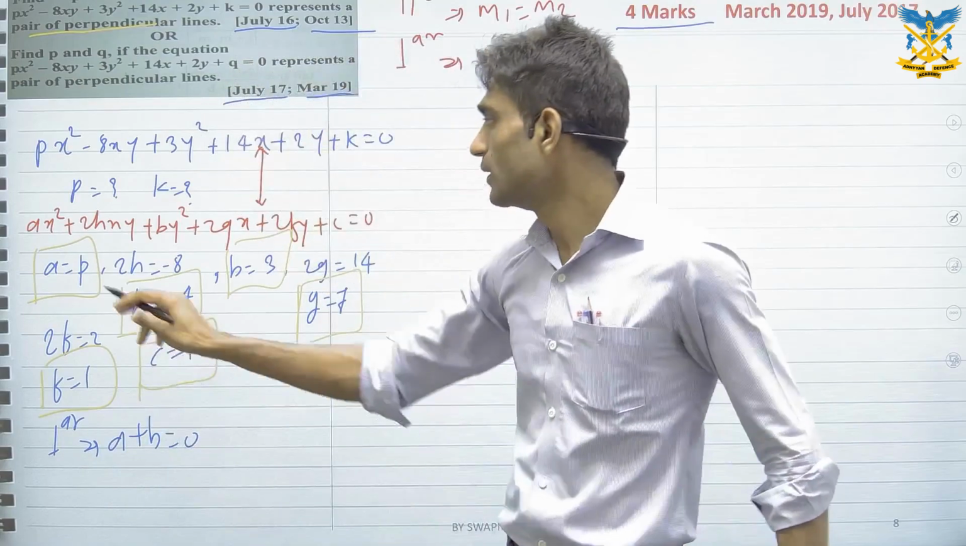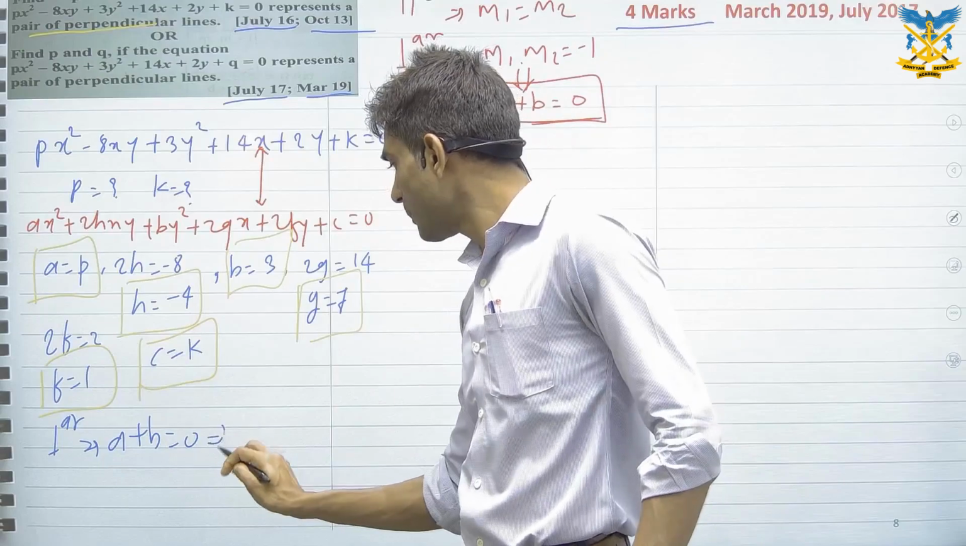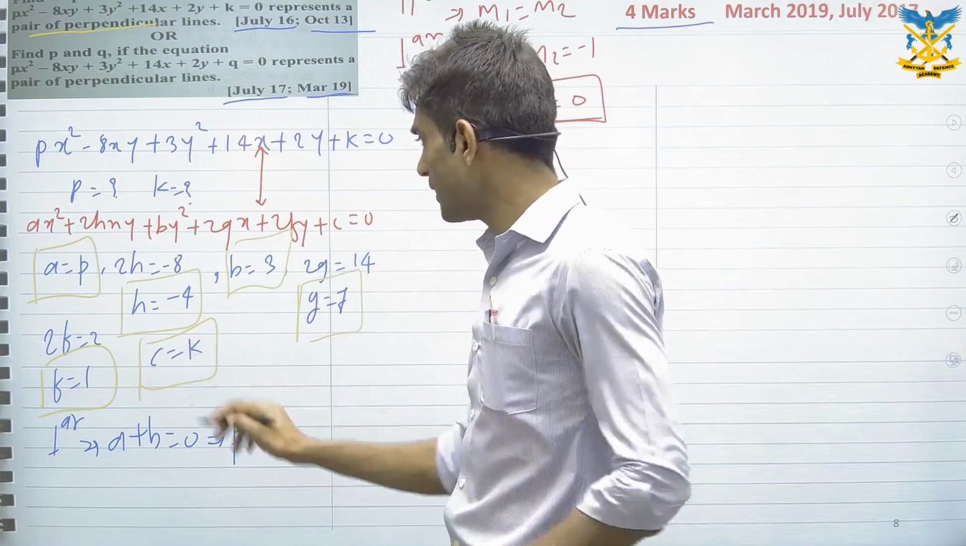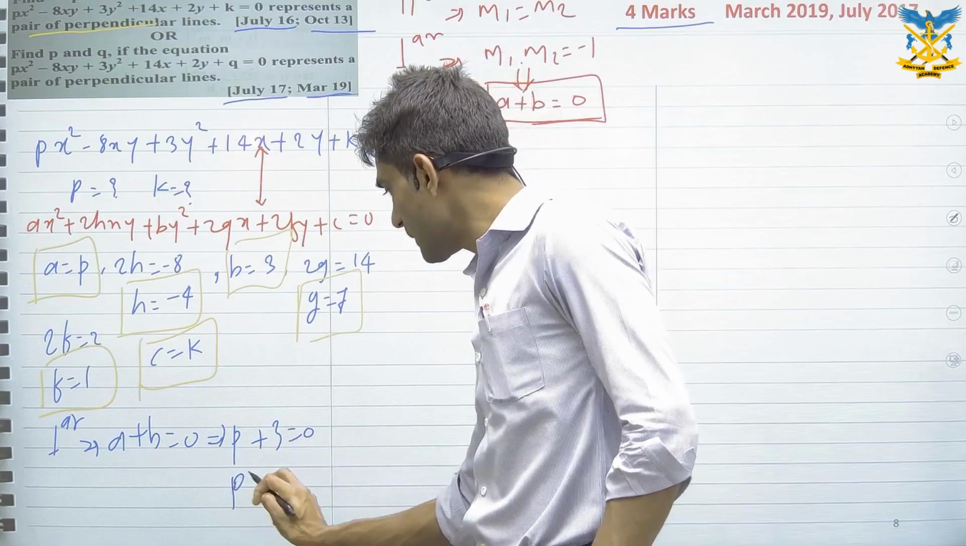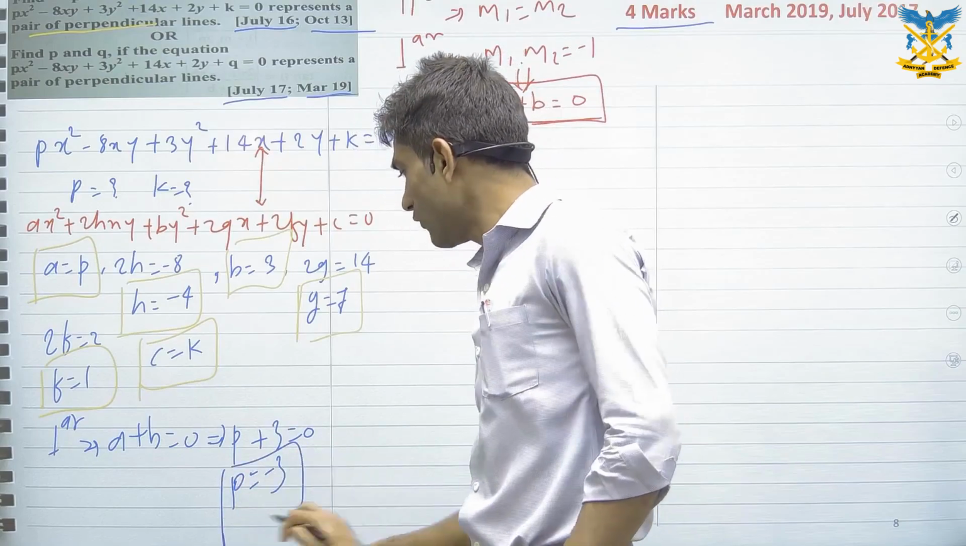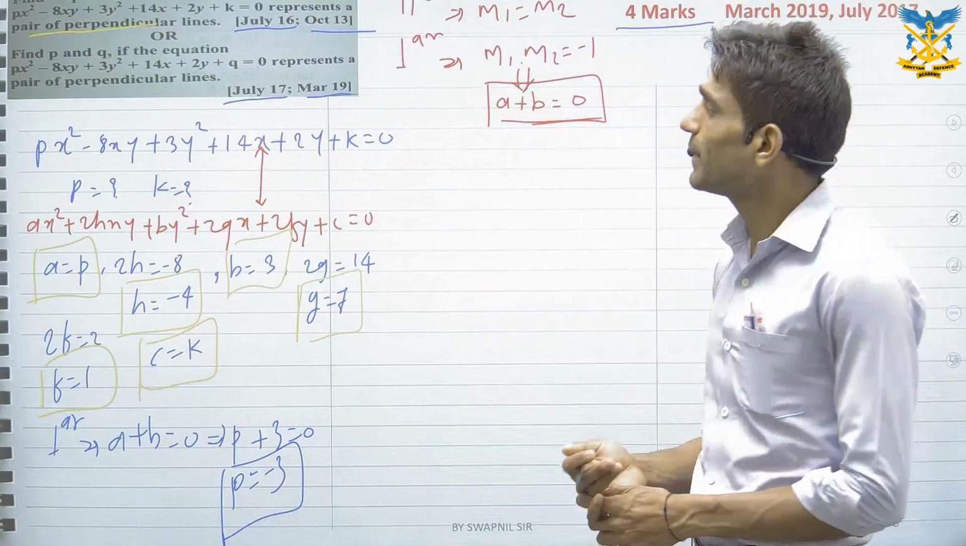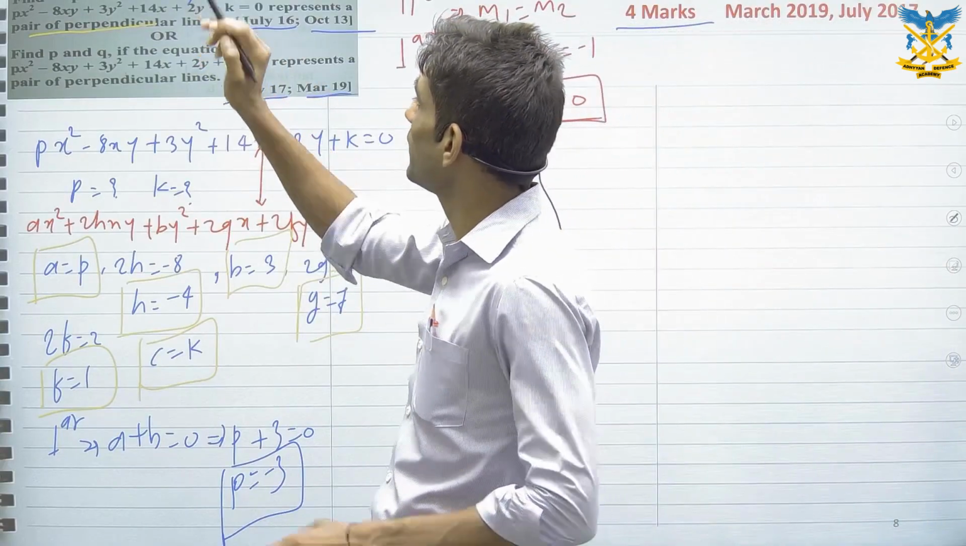So a is equal to p here, and the value of b is 3. So p plus 3 is equal to 0, so it gives p equal to minus 3. So I got the value of p as -3. Similarly we have to find the value of k.